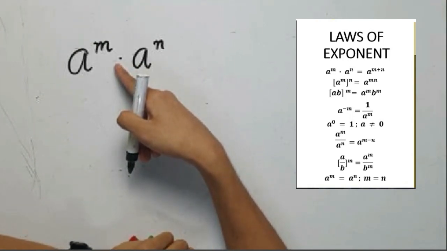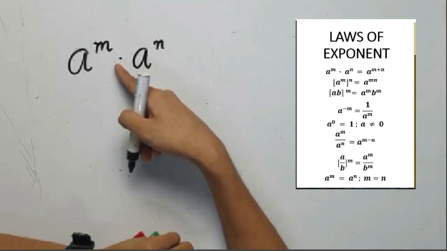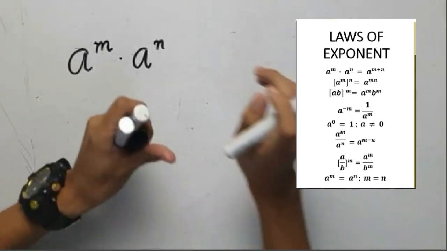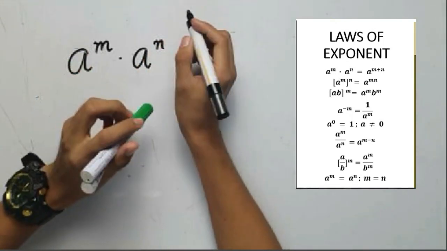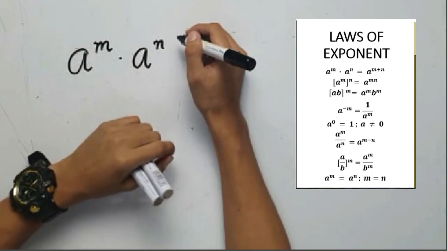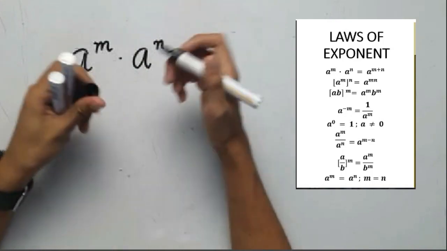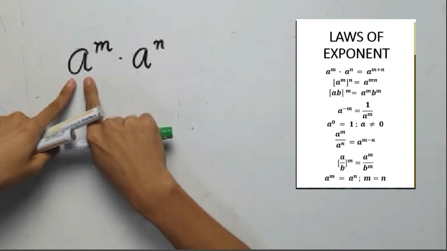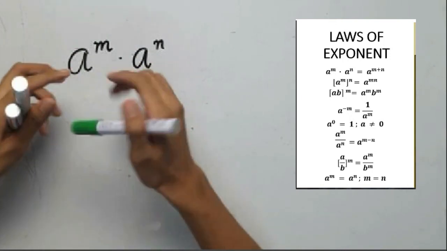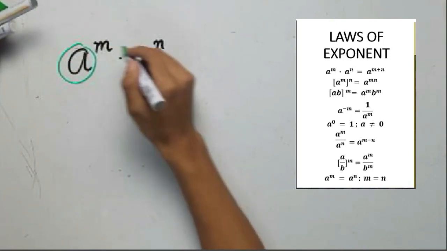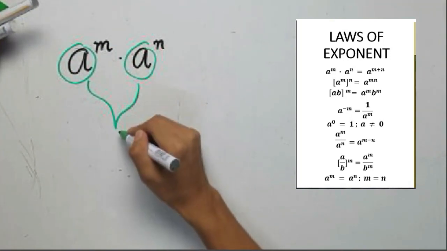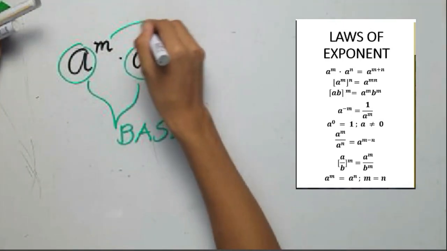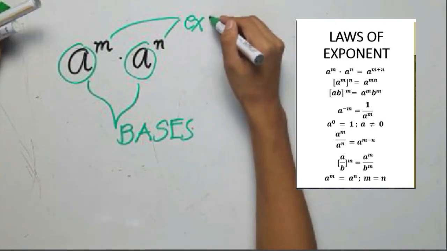Hindi na kasi tayo gumagamit dito ng x as a sign of multiplication kasi malilito tayo dun sa x na ginagawa minsan na variable. So, this one, makikita natin dito na meron tayong different parts of the term. Kung kanina, tinawag natin itong variable, in this case, tatawagin natin itong base, itong parehas na a. So, these are bases. Okay? And again, yung m, pati n, ay this will be your exponent.